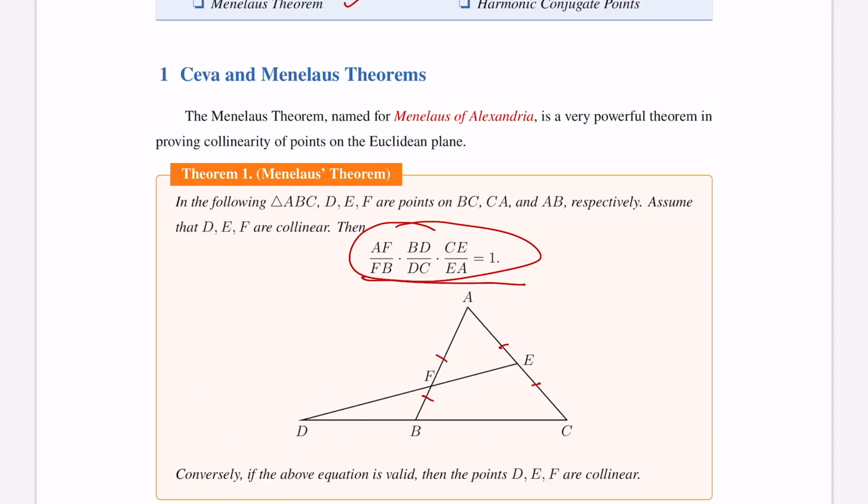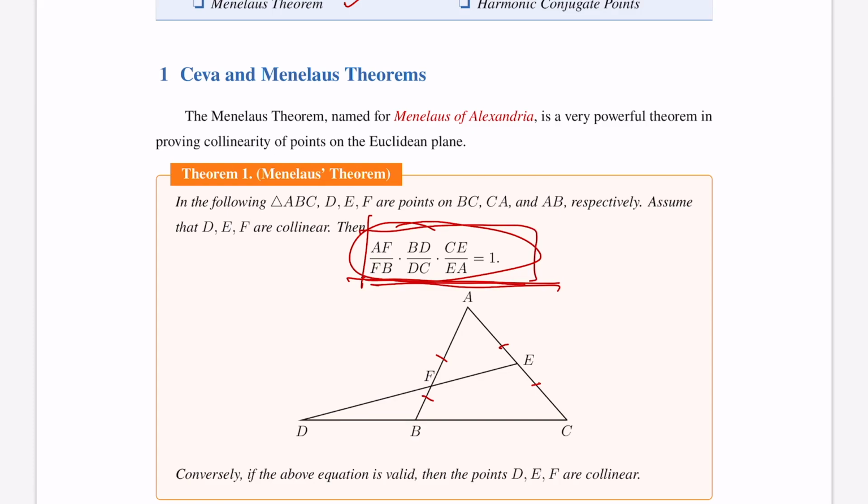Well, this is interesting, but this is just part of the Menelaus theorem. The other half of the theorem is the converse theorem. You can actually use this criterion to determine whether 3 points are collinear or not. The converse theorem can be read as follows. If D, E, F are points on the corresponding sides BC, CA, and AB, and if this equation is valid, then we can conclude that the point D, point E, and the point F are collinear. That means these 3 points are on one line.